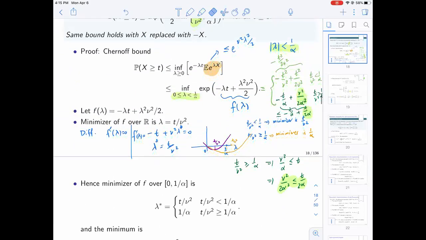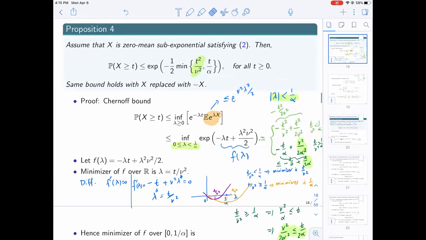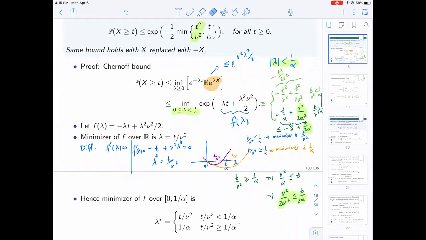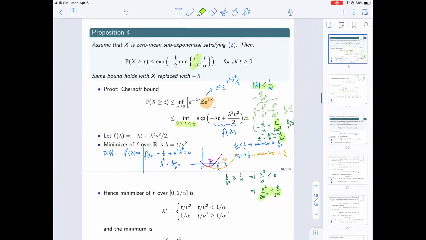Questions? So this is not difficult. This is just an optimization problem. The difference with the sub-Gaussian case is that it's a constraint optimization problem. There was also a constraint optimization, but the constraint was very simple. It was just the non-negativity. But here the constraint actually matters. So here the constraint makes the problem more interesting.